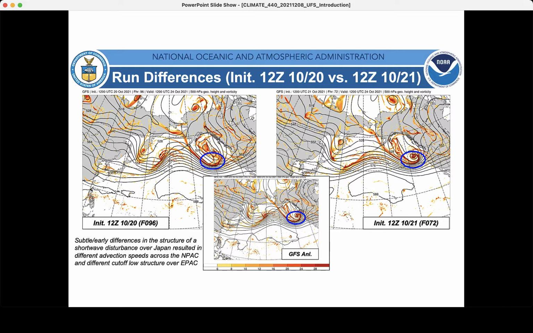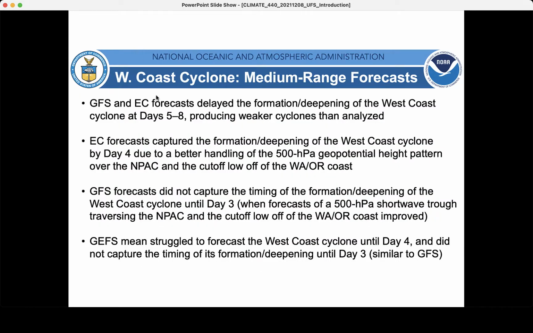In this case, the forecasters doing this sort of analysis after the fact, which is one of the ways you start to understand what's going on in the models, could say that both the GFS and the European forecast delayed the formation 5 to 8 days out. They did not suggest this 5 to 8 days out, so they were producing much weaker cyclones than analyzed. The European Center captured this and gave us some warning of it at day 4, and that appears to be due to better handling of this short wave, this 500 hectopascal geopotential height pattern, as well as the cutoff low on the Washington and Oregon coast.